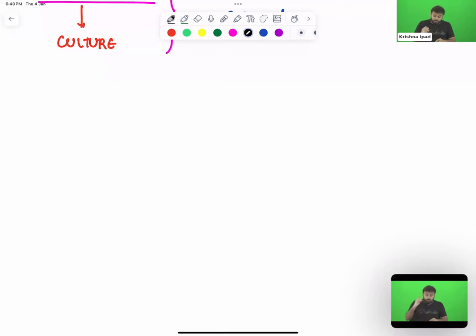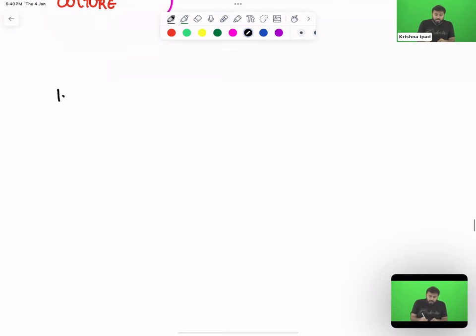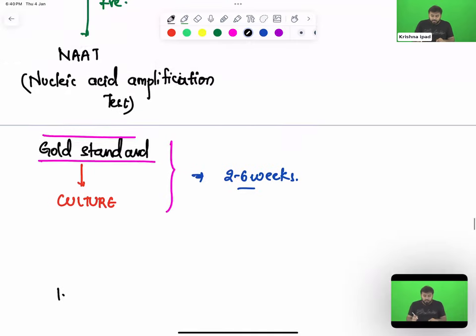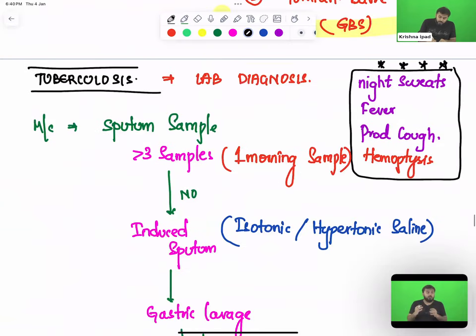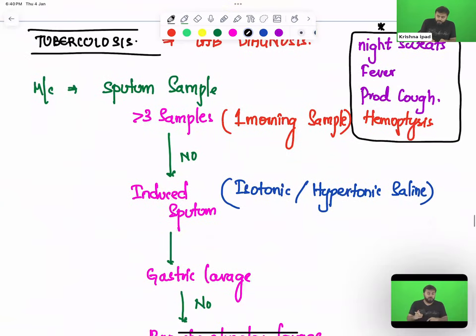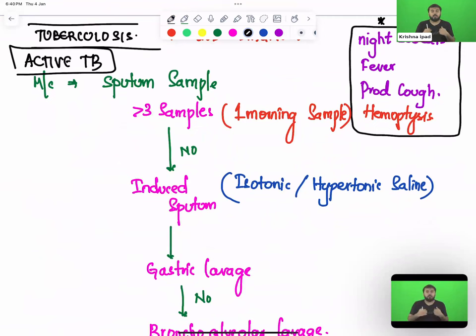Right. Now, next important thing is that there is another group of patients. This is a treatment procedure which we do for which kind of patients? For active TB patients. Active TB in the sense, let us say right now I have TB. For me, these are the tests that are done.